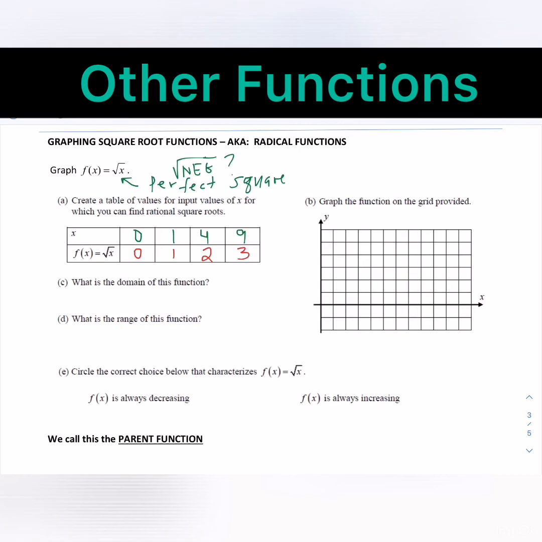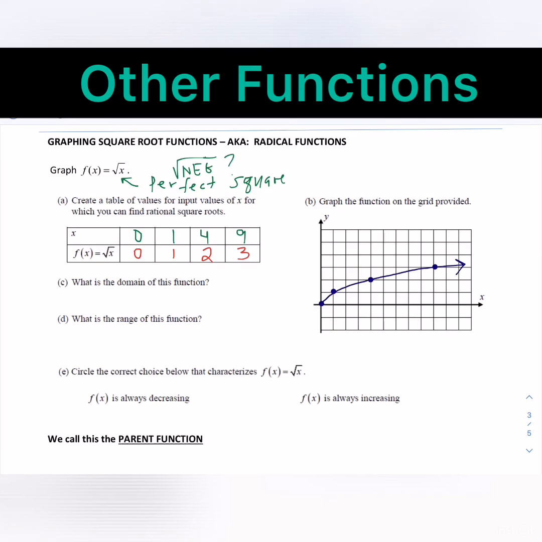So we have 0, 0, we have 1, 1, we have 4, 2, and then we have 9, 3. So 1, 2, 3, 4, 5, 6, 7, 8, 9, up to 3. That gives us a point there. Now, this is not a straight line, so there's no ruler needed, but you do have to carefully bend through these points. And then you get your square root equation.